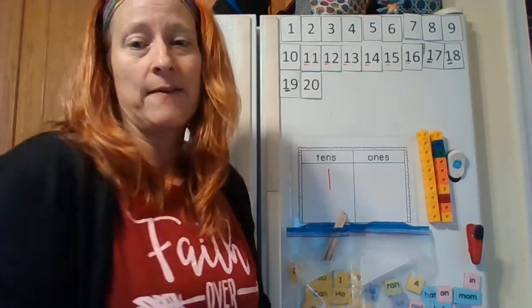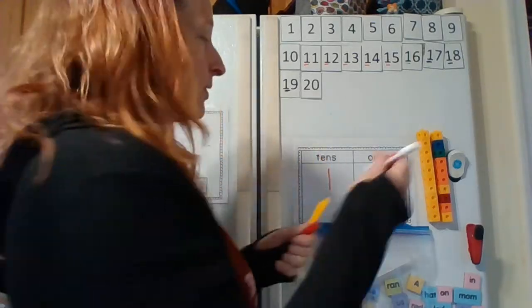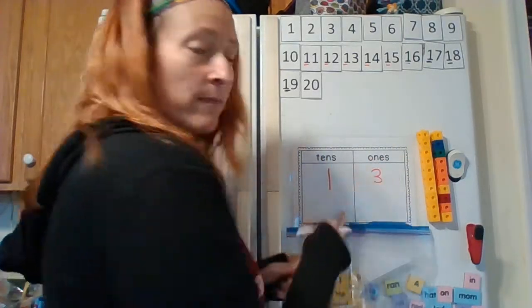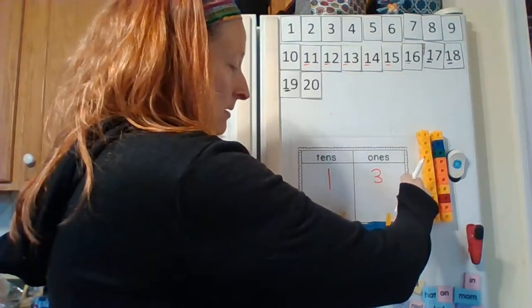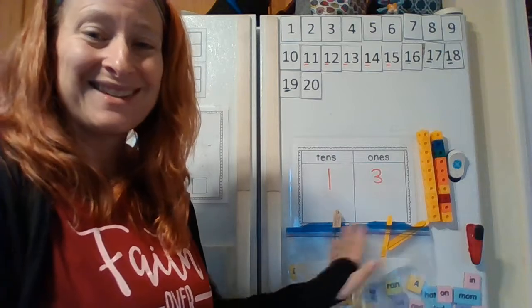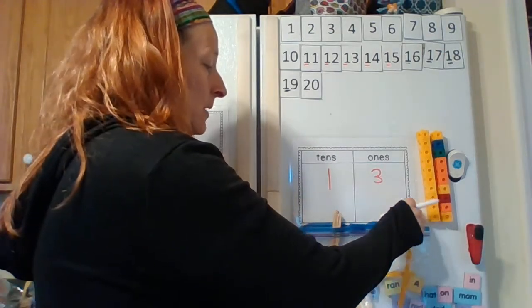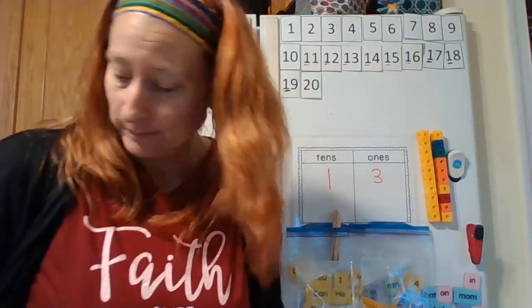And then I have 1, 2, 3 yellows. I put a 3 here. And I put them in here. And that gives me one group of 10 and 3 ones. That gives me 13. So I have 3 in there.